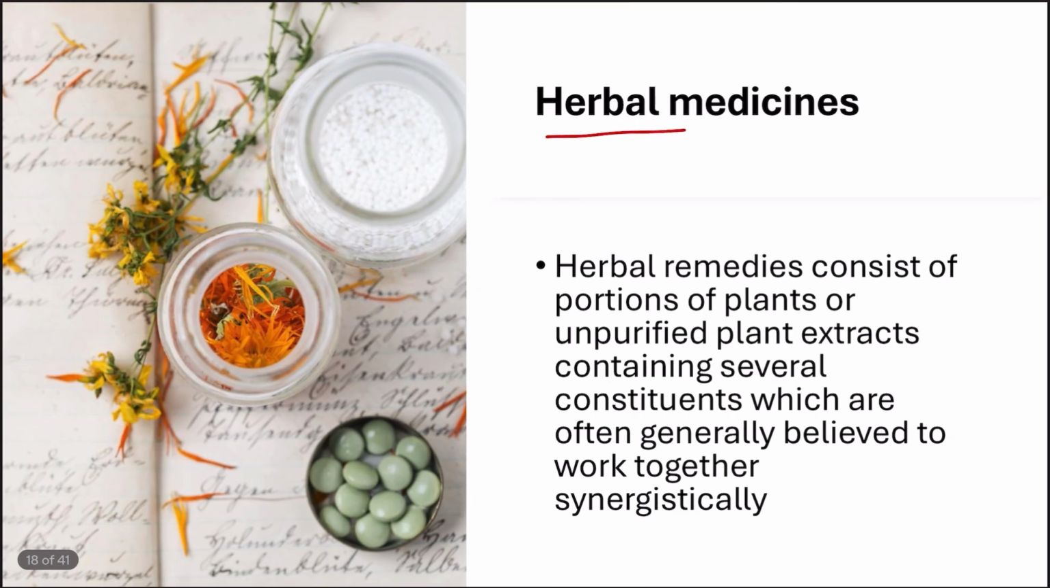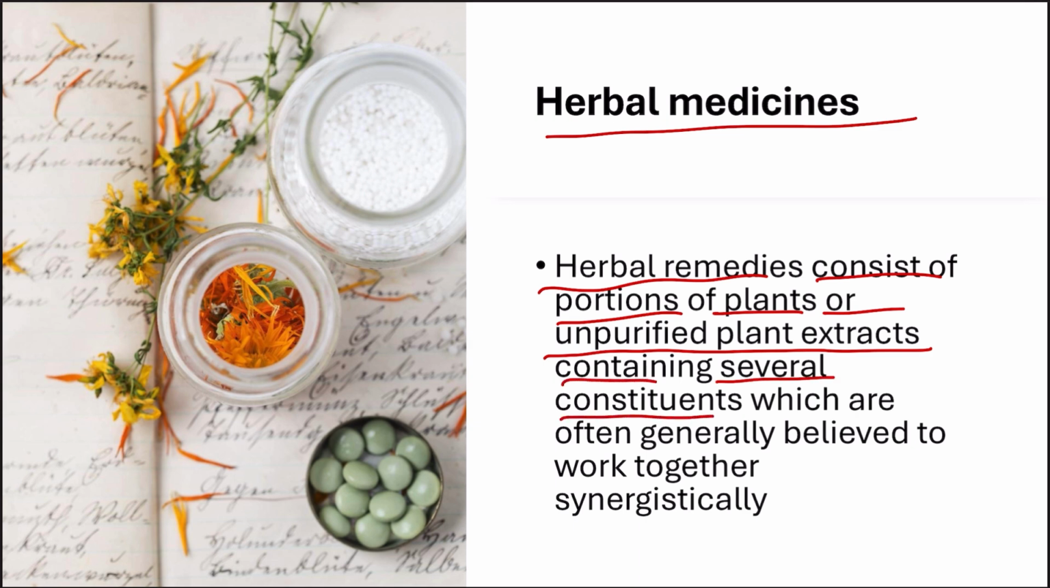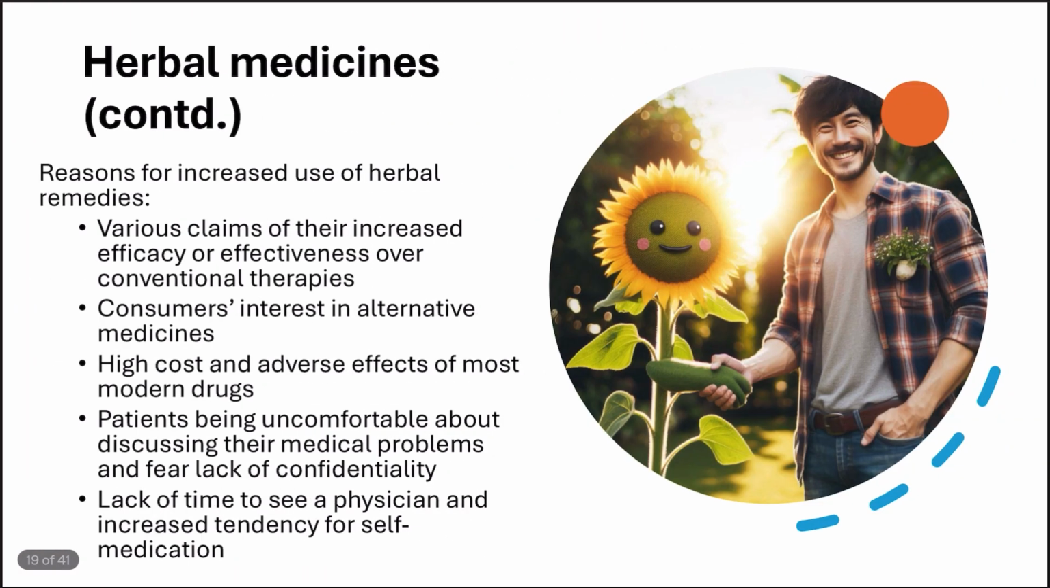Now coming to herbal medicine. Nowadays individuals are even preferring herbal medicines, that is, they are trying to shift to some of the alternate medicines. Herbal remedies basically consist of potions or plants or unpurified plant extracts containing several constituents which are generally believed to work synergistically and to show the therapeutic effect. But for most of the things given in herbal medications, like when individuals take it from some quacks, they don't have any proven efficacy. So that is the reason why it leads to several adverse effects, as you can see.